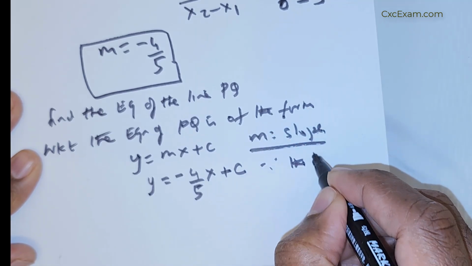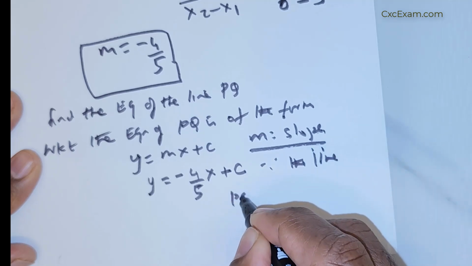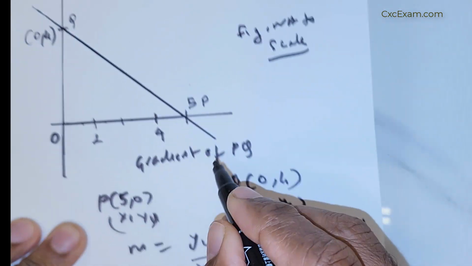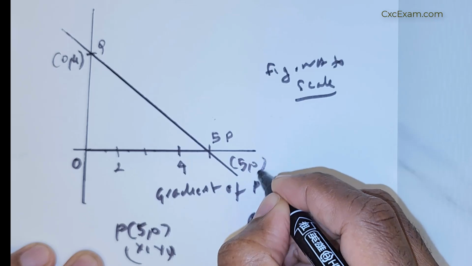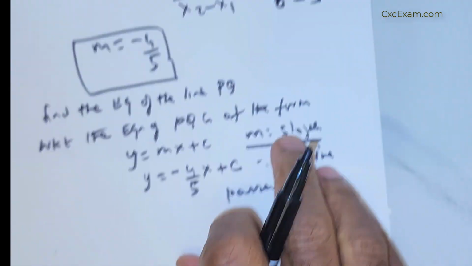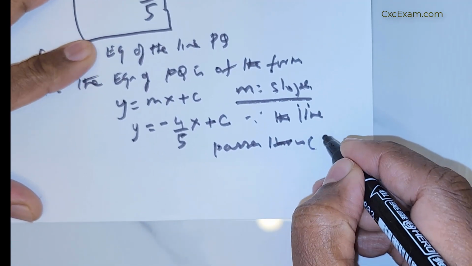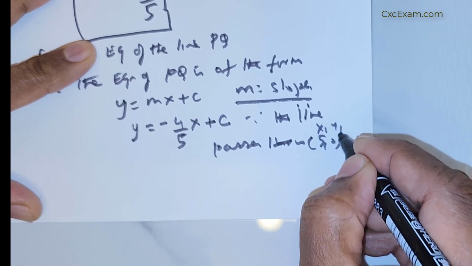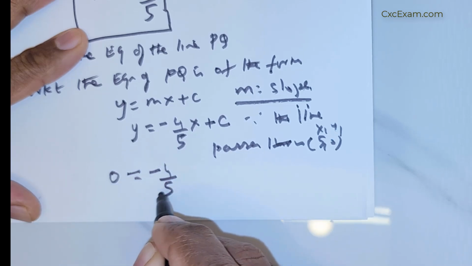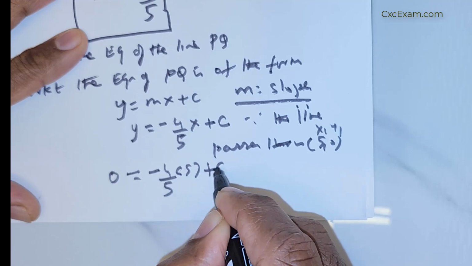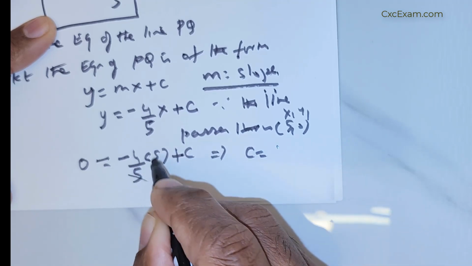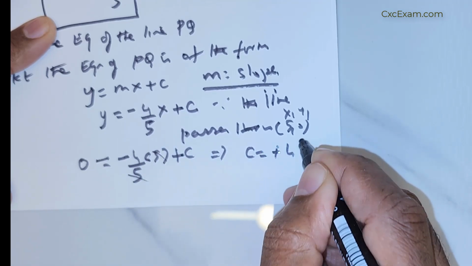Now clearly we know the line passes through, I'm going to take this point, what is the point? It is passing through 5, 0. So I'm going to take this as x1, y1, and substitute it over here. So it's going to be 0 is equal to negative 4 over 5 times 5 plus c. So this means c is equal to, 5 gets cancelled, I get a positive 4.